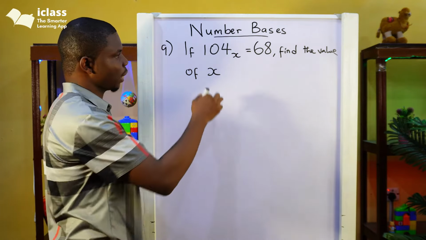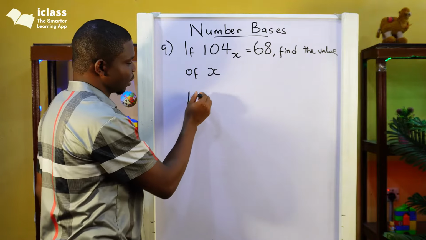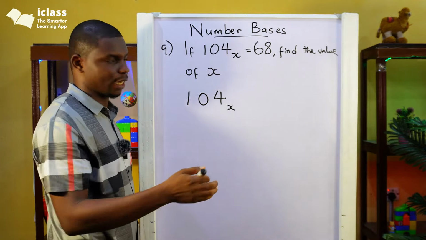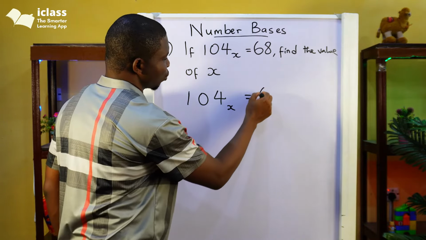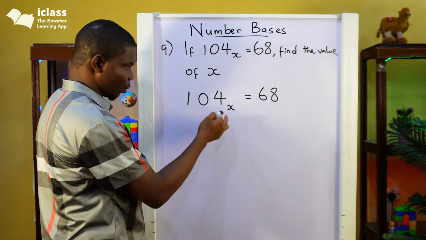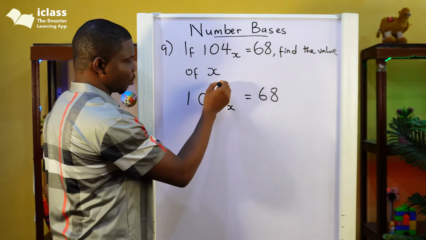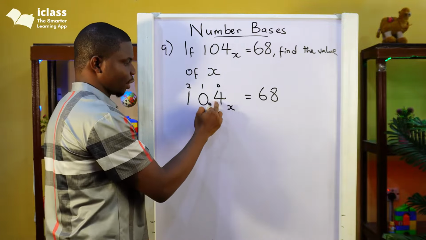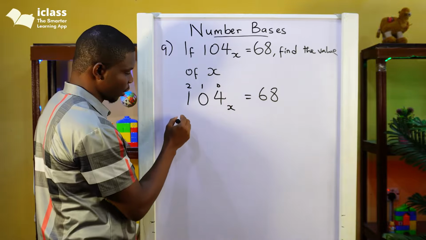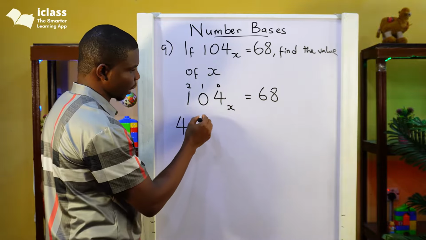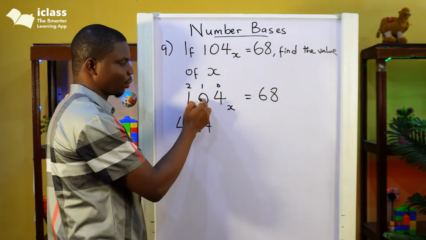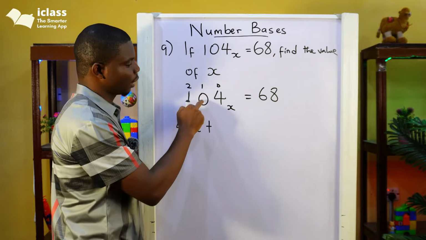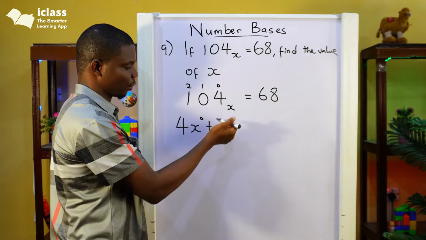So what we are going to do is to expand 104 base x, which would make it to be in base 10 as well, right? And then equate it to 68. You know, when you are changing from other bases to base 10, we label the digits first, right? So 0, 1, 2. So we are changing now the digits multiplied by the base raised to power the label. So that will give us 4 times x raised to power 0 plus 0, the digits, times the base raised to power the label, right? Now, but you know, anything multiplied by 0 is still 0, so we can skip that.